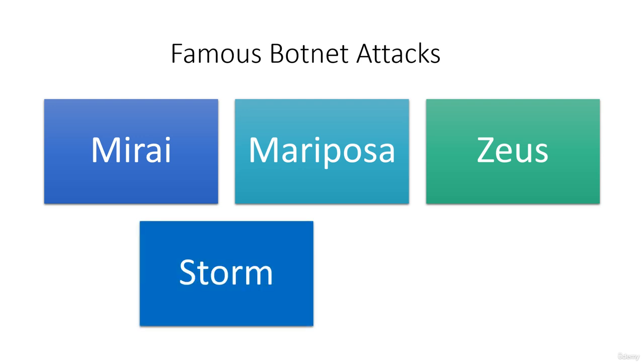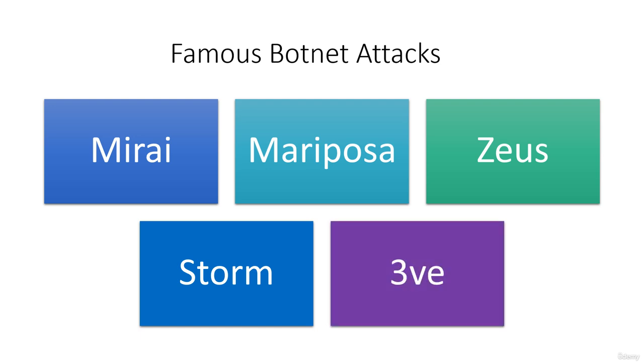Next one is Storm, first identified in 2007. Storm is one of the first P2P botnets with a massive network ranging from 250,000 to 1 million infected devices. Storm handled attacks from DDoS to identity theft. And the last one is 3ve, first discovered in 2016. 3ve was a different type of botnet that did not steal data or money and instead generated fake clicks on online advertisements hosted by fake websites. So that's all about the botnet.